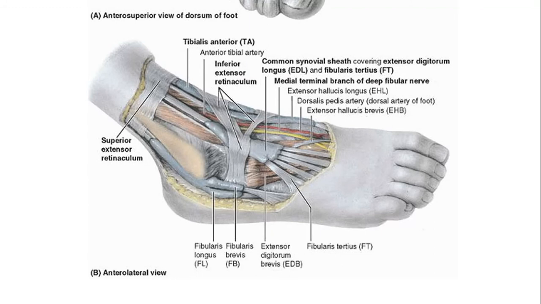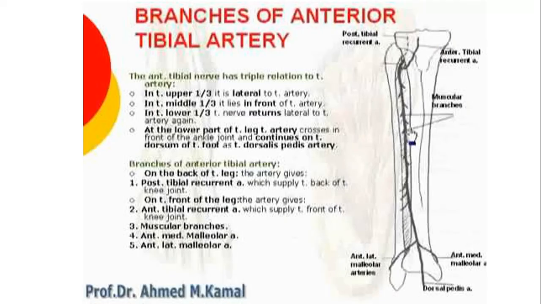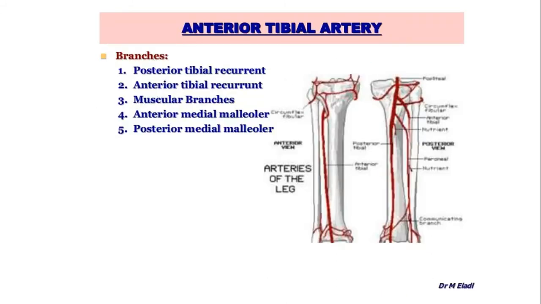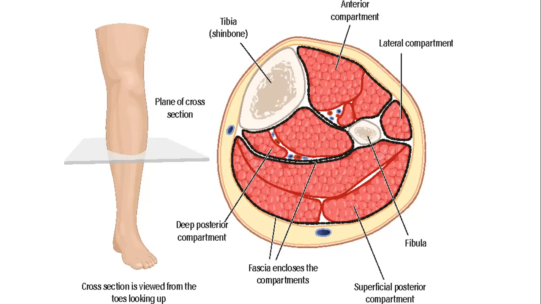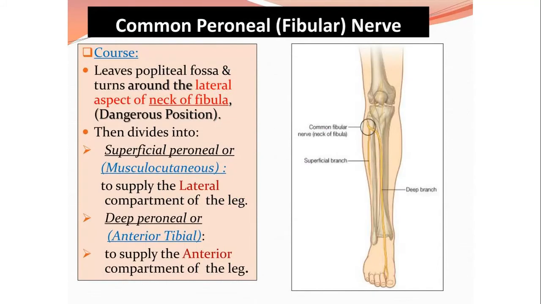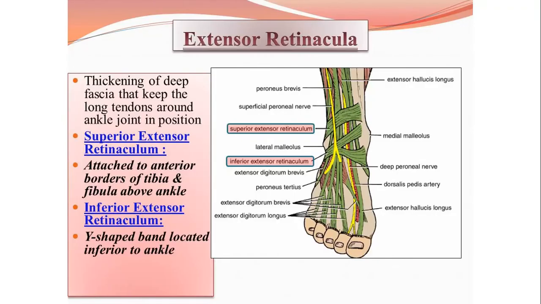And before that, again, we have seen this. So we will discuss the neurovascular structures of the anterior compartment of the leg, that is, the anterior tibial artery and its branches, and further the relation of the neurovascular bundle within the leg by seeing the cross section, and then the deep peroneal nerve. Then we will discuss the clinical reference, and the dorsum of the foot will be studied.